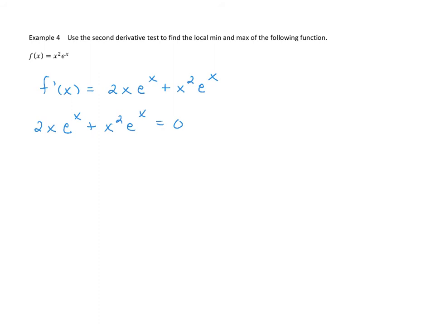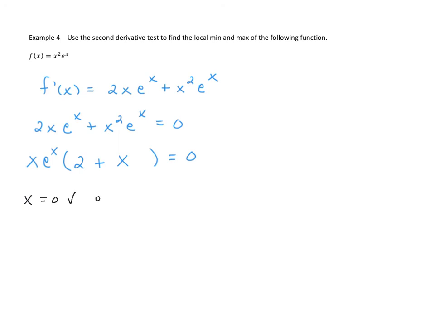In terms of factoring out a greatest common factor, there is an x and an e to the x that's common to both terms. If I factor out an x and an e to the x, I'm left with just this 2. And if I factor out one x and this e to the x, I'm left with just an x. I can now check to see where each of these three things are equal to 0. So I'm going to set x equal to 0. That means x equals 0 is actually a critical point.